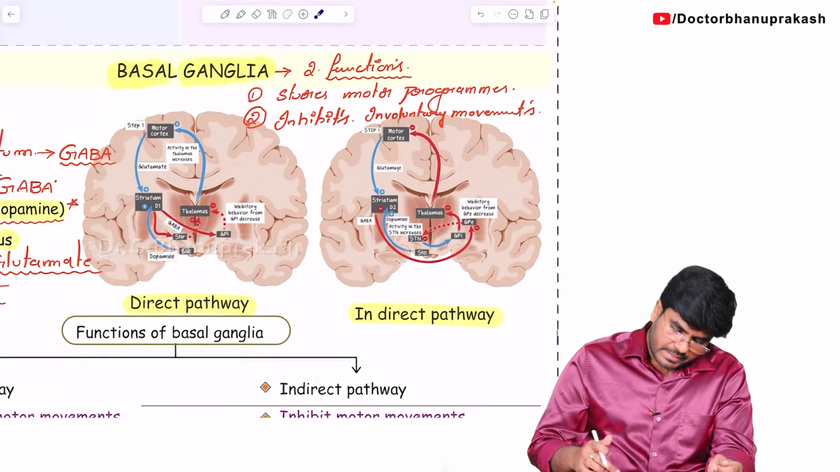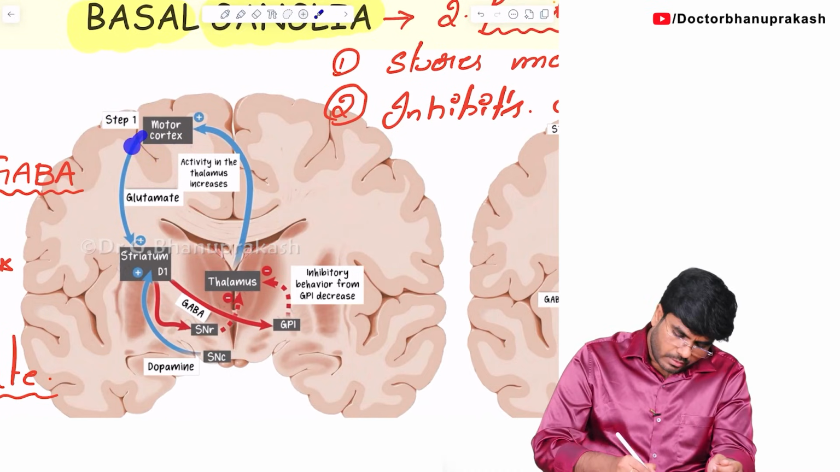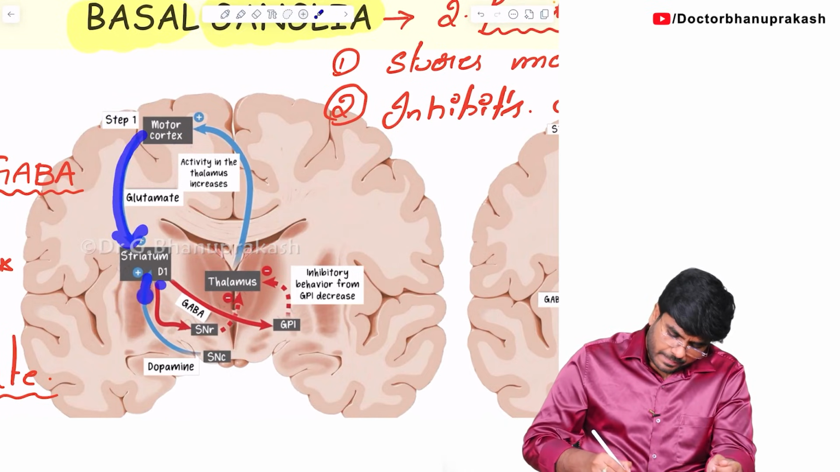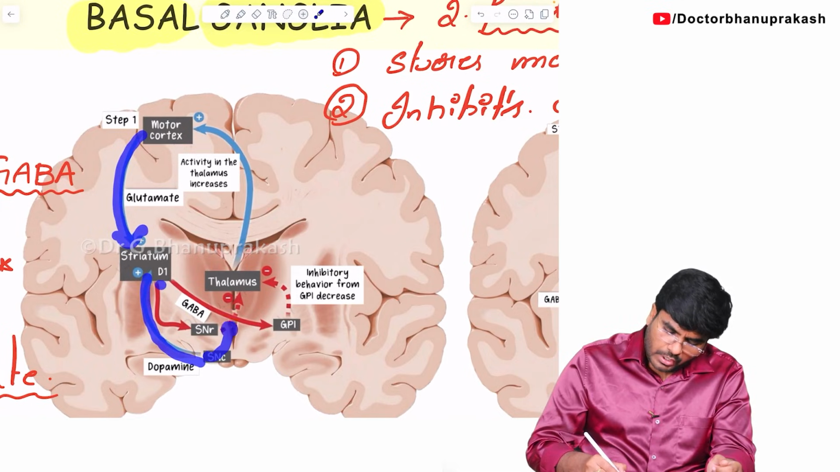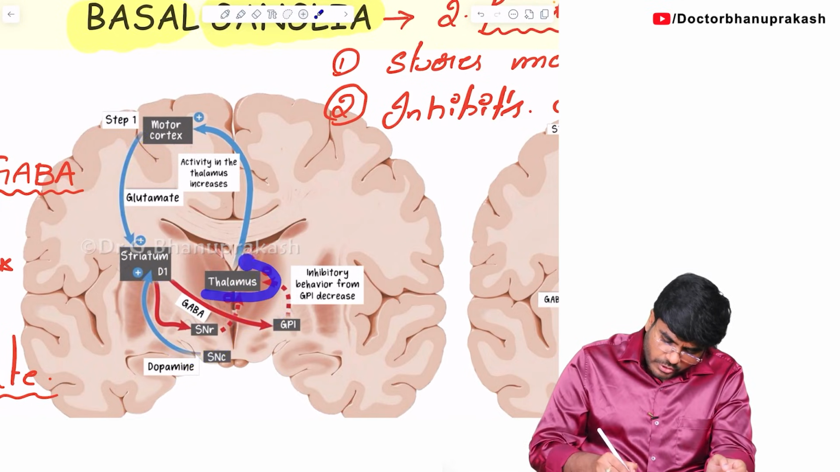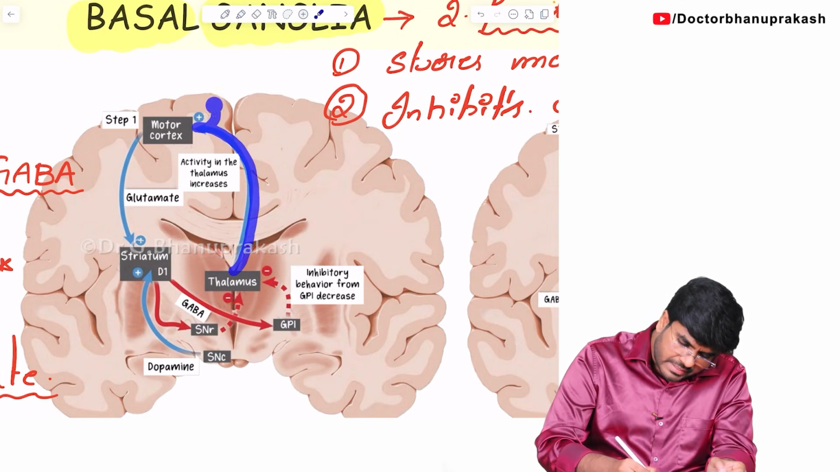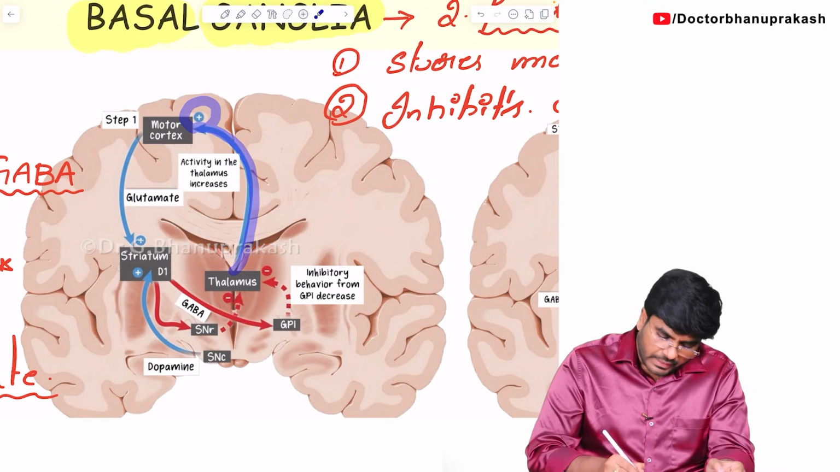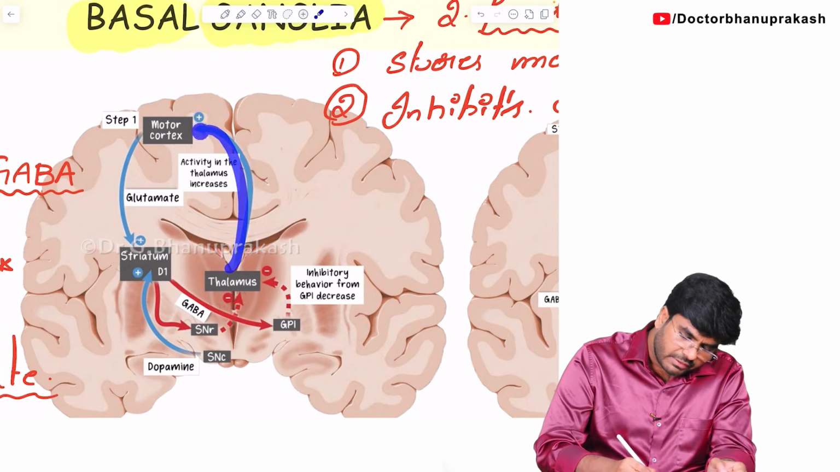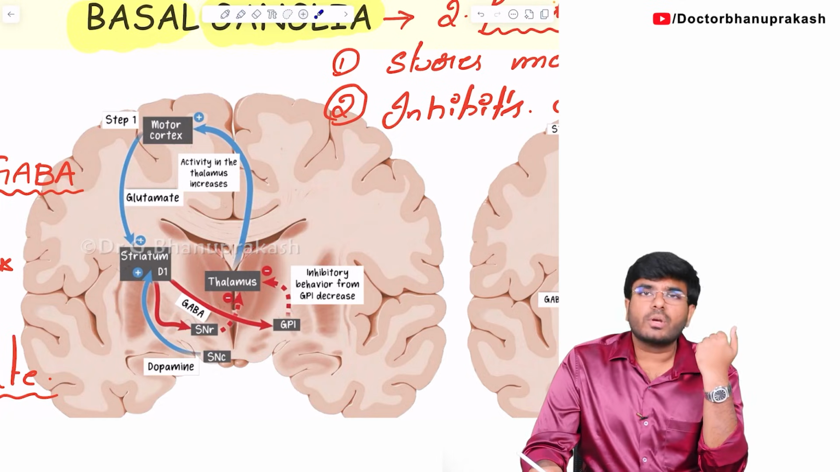Look carefully here. In the direct pathway, let's say here is step 1. What is happening? We are not concerned about all these intermediate steps. I am talking about the final step. What is the thalamus doing? The thalamus is going to activate. The positive symbol means activation. So finally, the thalamus is activating the motor cortex. So the motor cortex is getting activated, the upper motor neurons are getting activated.